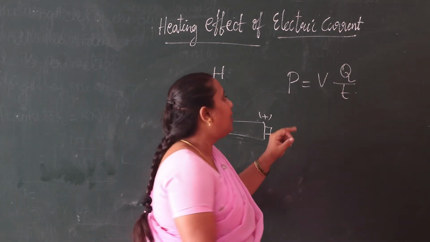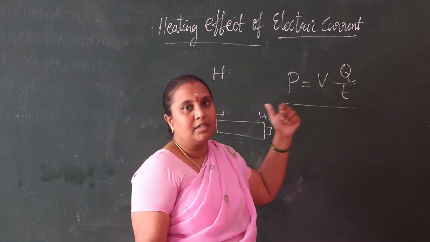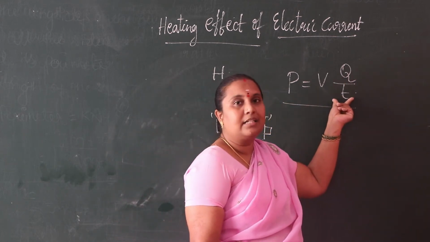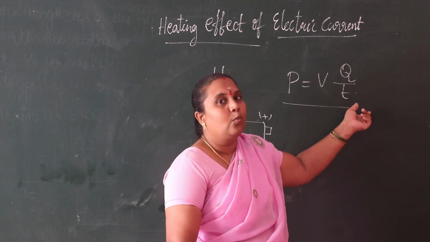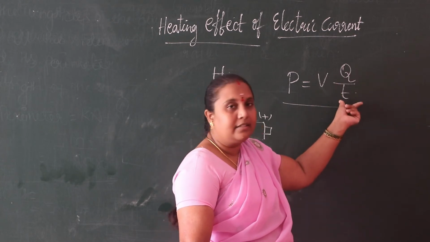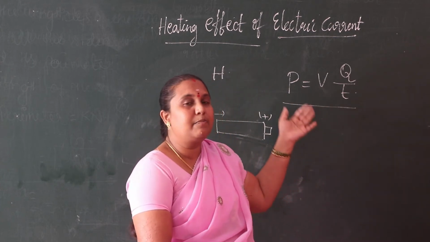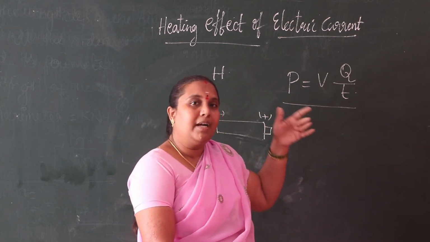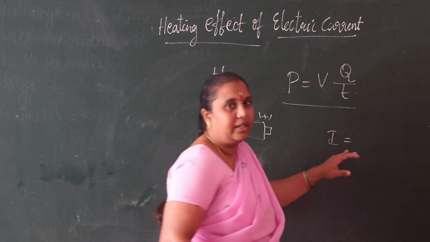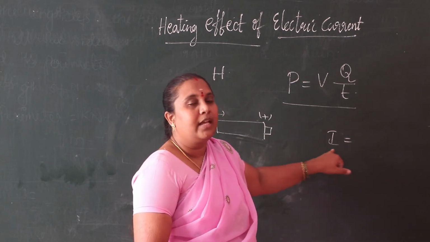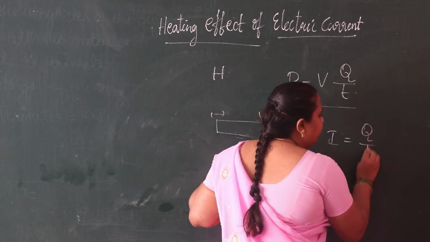This is the formula to find out power. Here Q by T is electric charge by time taken. Recall, children, what is the formula? This is Q by T. I equals V by R, we know, based on Ohm's law. But before that we saw that electric current I equals Q, electric charge, by time taken.